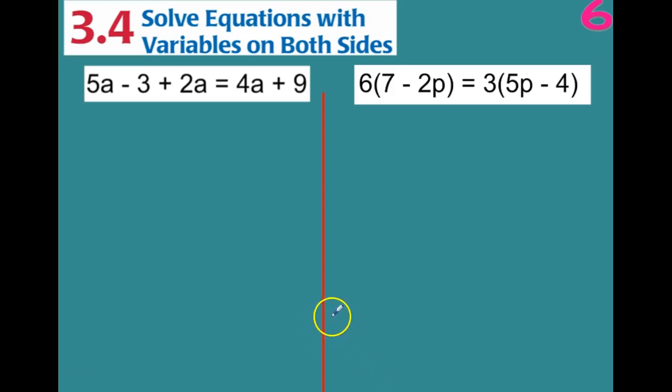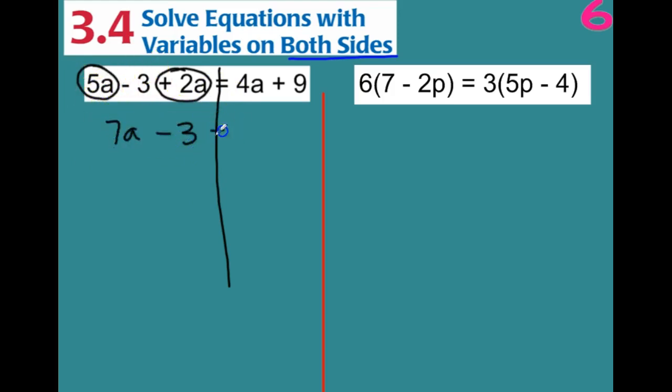Now the second part of our lesson is solving equations with variables on both sides. We still want to distribute and combine our like terms first, but then we want to move all the letters to the same side. So I'm going to draw my line down. This is like my brick wall. I can combine my like terms, 5a and 2a, but I can't combine this 4a yet because there's a wall there. We can't just combine them all together. Only on the same side. 5 plus 2 is 7a, and then we have minus 3 equals 4a plus 9.